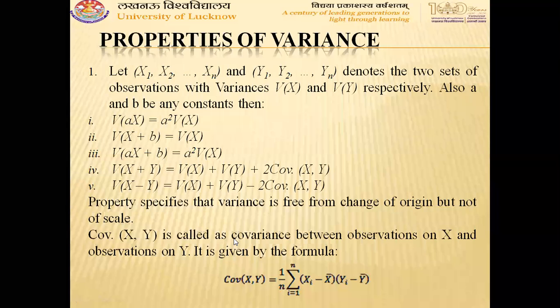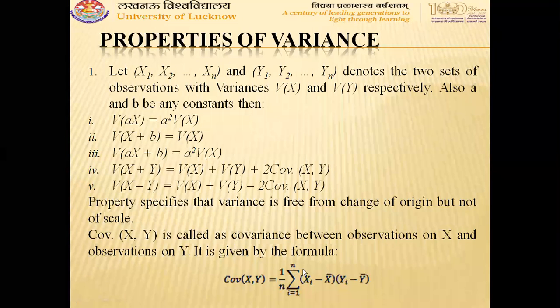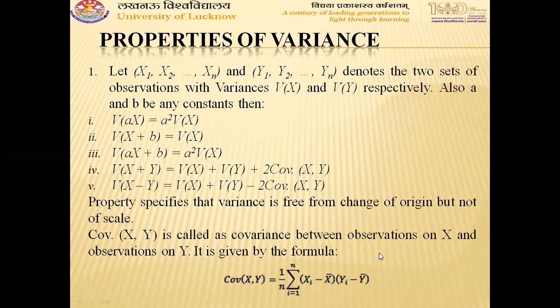And covariance of xy is given by the formula COV(x, y) is equal to 1 upon n summation i goes 1 to n, (xi minus x bar) into (yi minus y bar). However, covariance will be discussed later with correlation in detail.